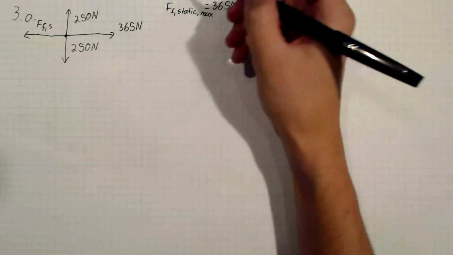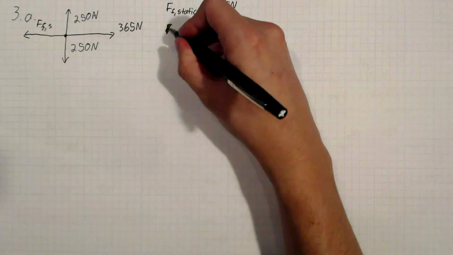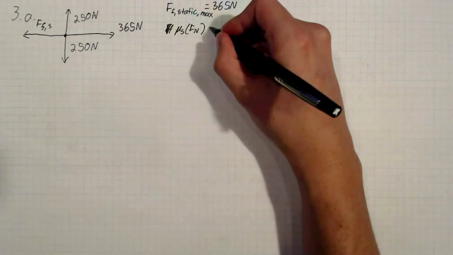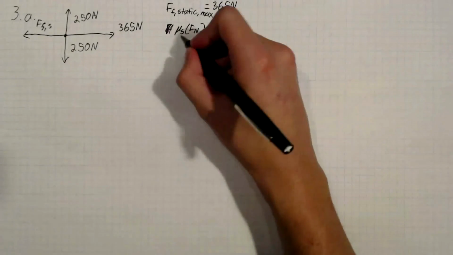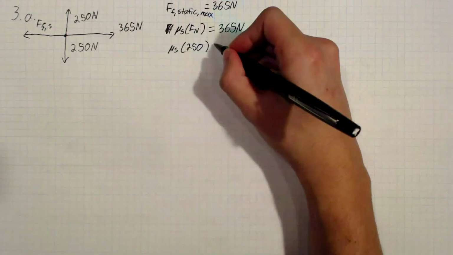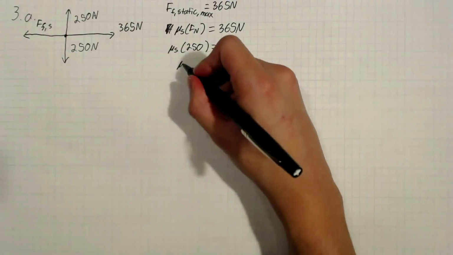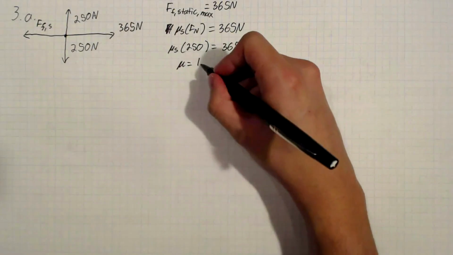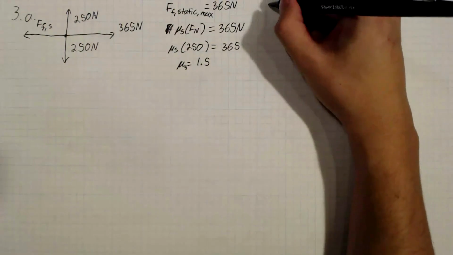So we want to set our coefficient of static friction times our normal force equal to 365 newtons. And our normal force, as we know, is 250 newtons. So our coefficient of static friction equals 365 over 250, which is 1.5. Should be static.